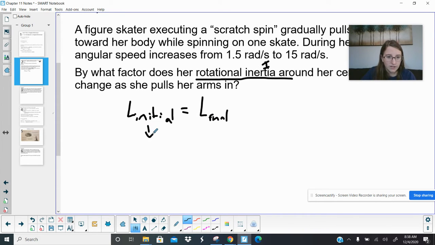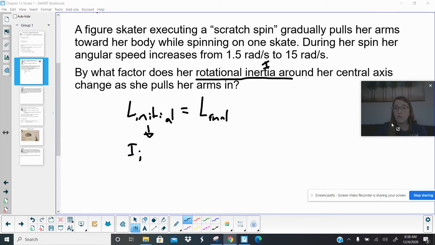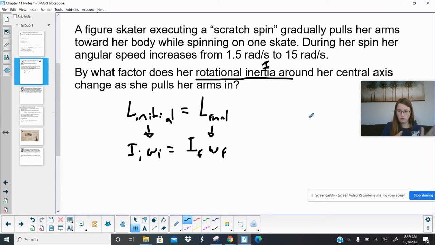So what we have here is I initial, because again, that rotational inertia is going to change as she brings her arms in, times her initial angular velocity, equals her final rotational inertia times her final angular velocity. So this is actually going back to our conservation of momentum.